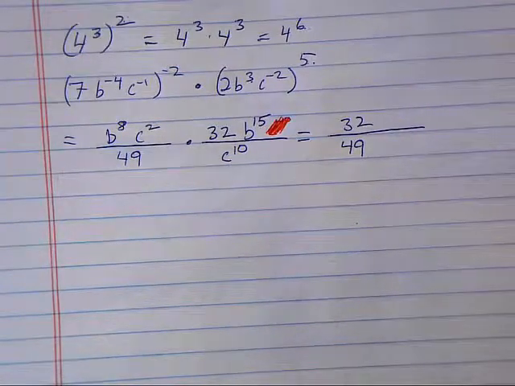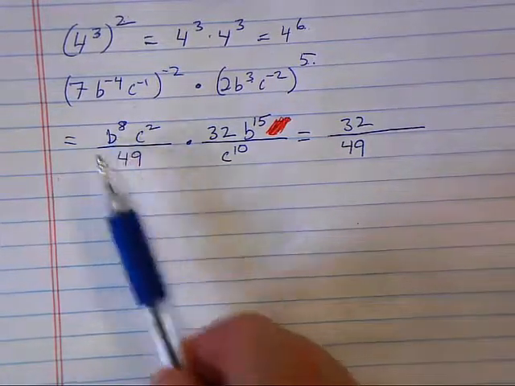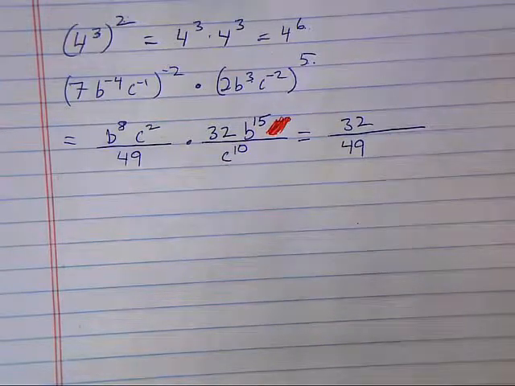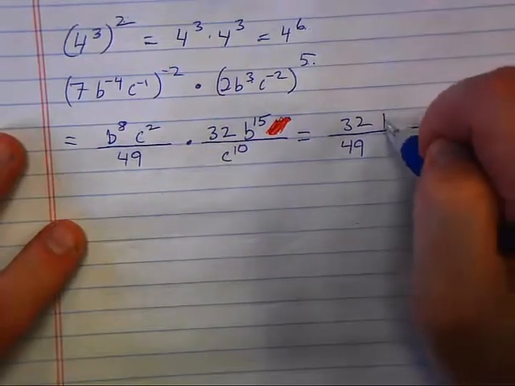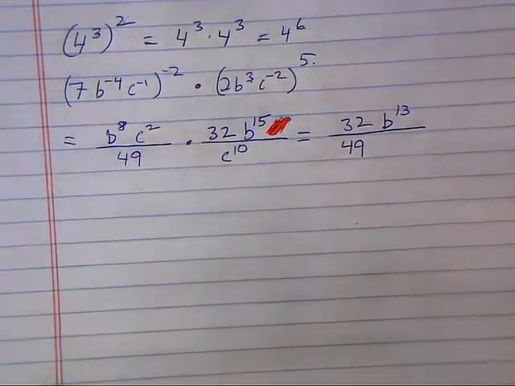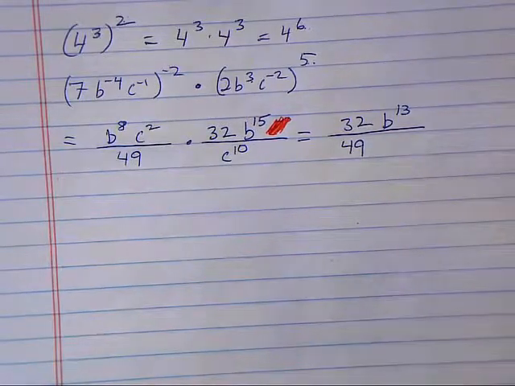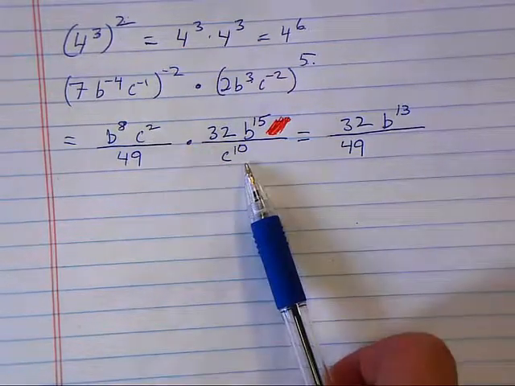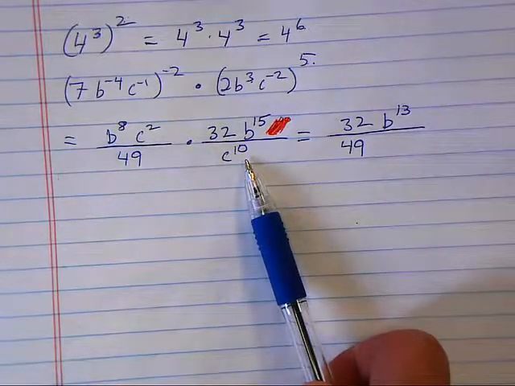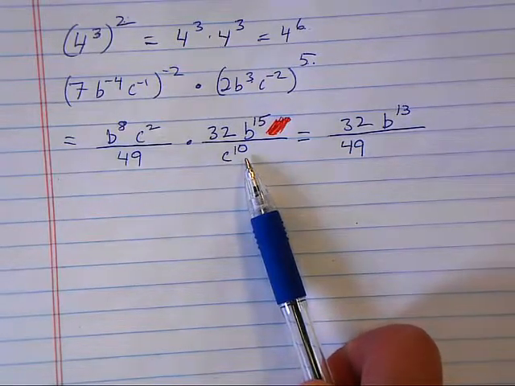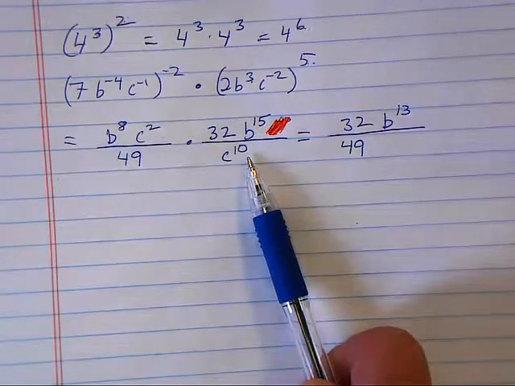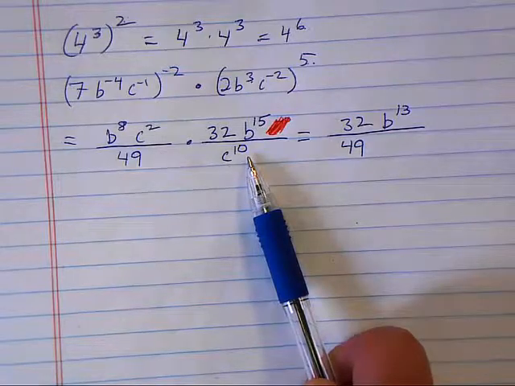Then I look at the b's. I've got 8 b's on top and 15 more b's on top, so that makes 23 b's. Top or bottom? Top, because again the power would be positive. You simply add those exponents. B to the 23. How about the c's? Okay, I've got 2 c's on top and 10 on bottom. So I subtract my powers. 2 minus 10 would give me negative 8. C to the 8th on bottom.